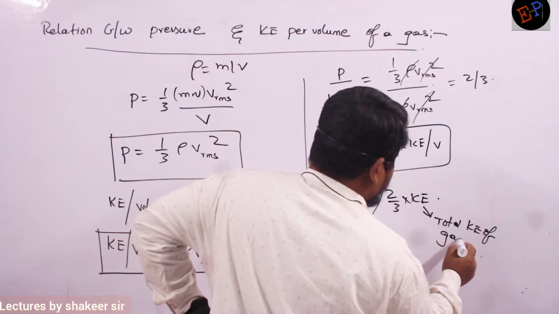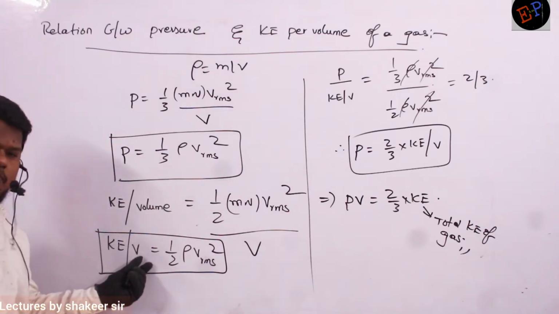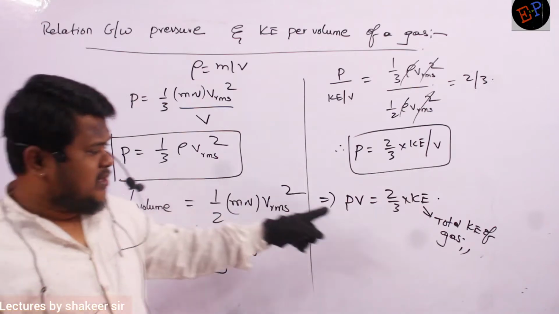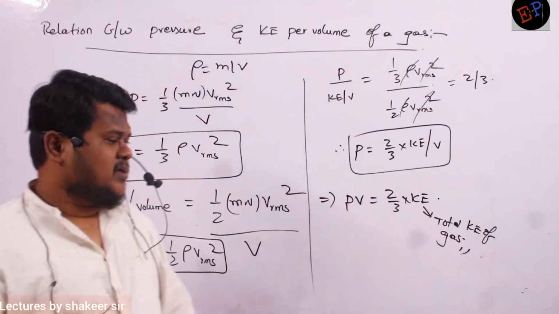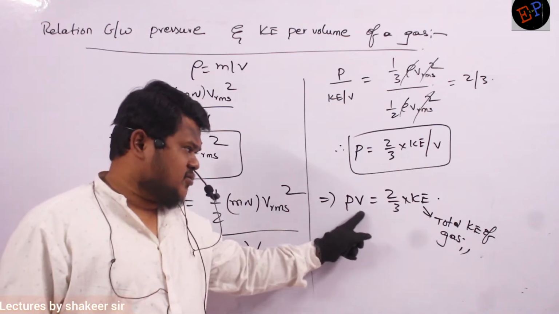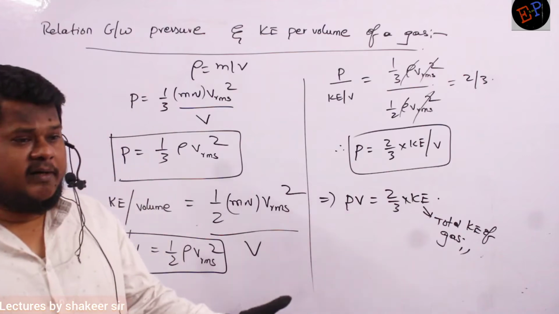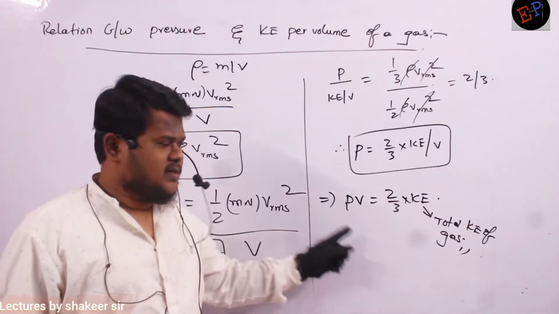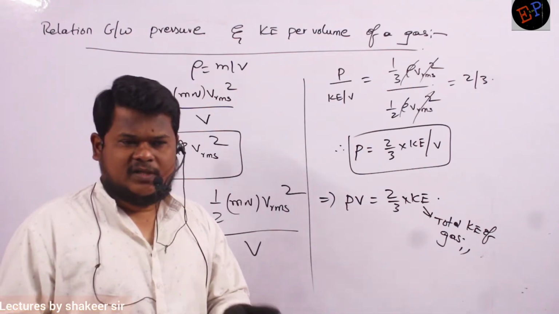Kinetic energy per volume is different. For a particular volume, what is the kinetic energy? That is called KE per V. But here I am writing only KE. KE means the total kinetic energy of the gas. So the product of pressure into volume is equal to 2 by 3 of the total kinetic energy of a gas. Very, very, very important relations, because if you remember all these, then only you can solve the problems. Are you able to understand?